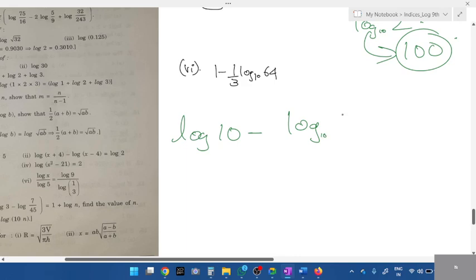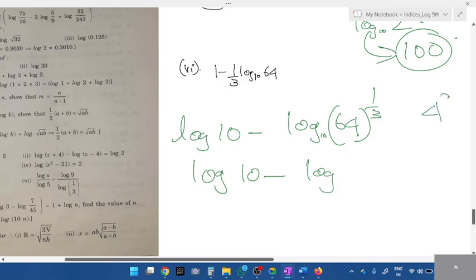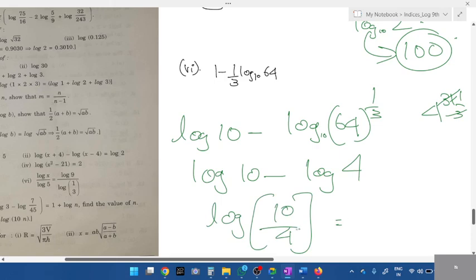Keep it small. Keep it small. 64 to the power of 1 by 3. Log 10 minus. Tell me the direct answer. Solve it in the working column. 4. I just need the direct answer. Next. 10 divided by. What's the answer for 10 divided by 4? What's the answer in textbook? Is it 5 by 2?